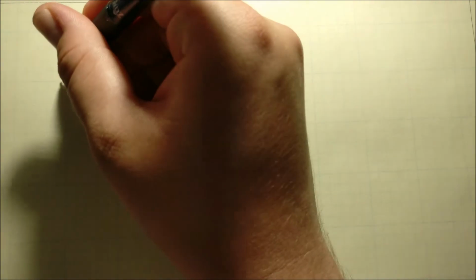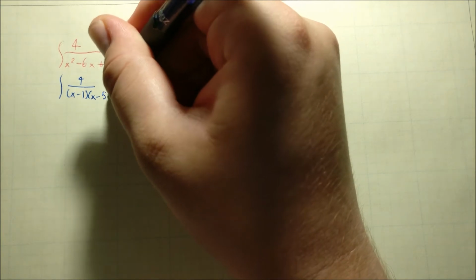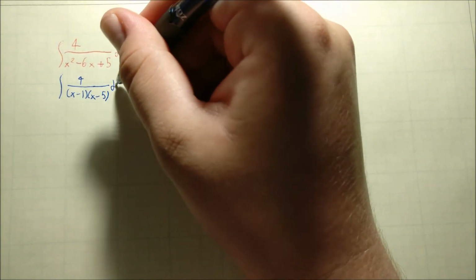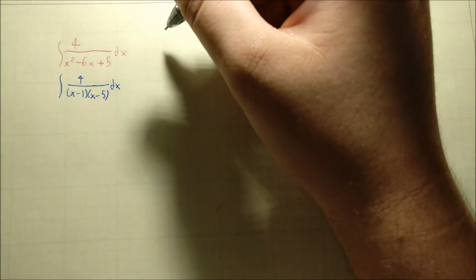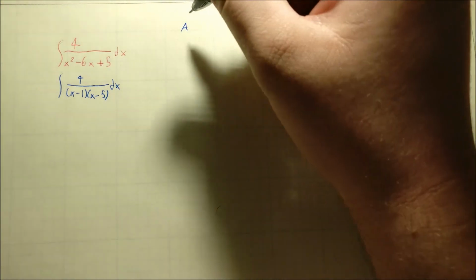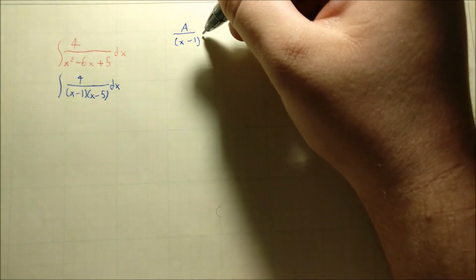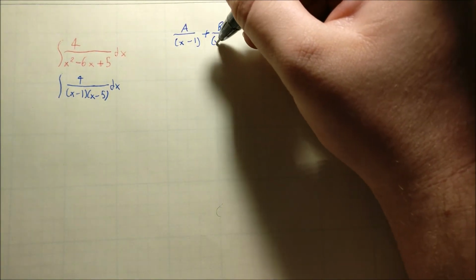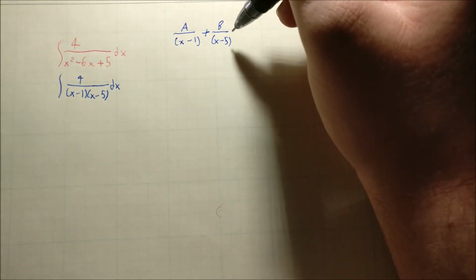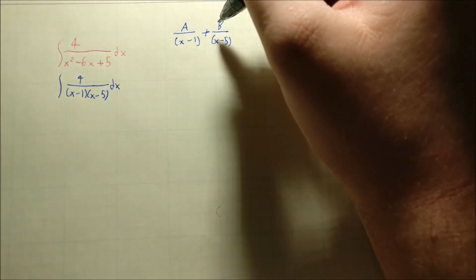So first step in doing that is, of course, factor the denominator. 4 over x minus 1 times x minus 5. And then to decompose into partial fractions, the partial fraction theorem guarantees that for an equation like this, there are two fractions in the form of a over x minus 1 plus b over x minus 5 that we can make. So the only thing we have to do is figure out what the a and b are.